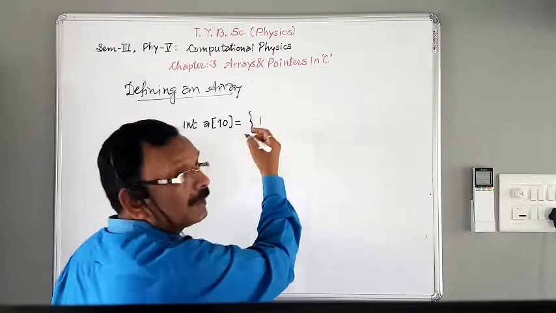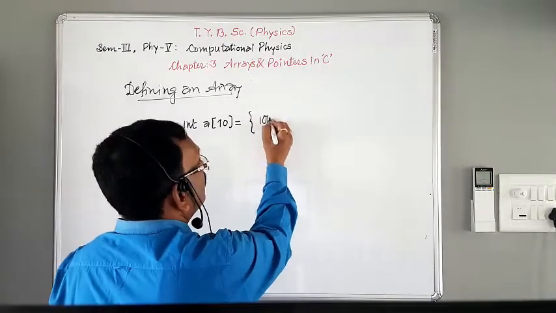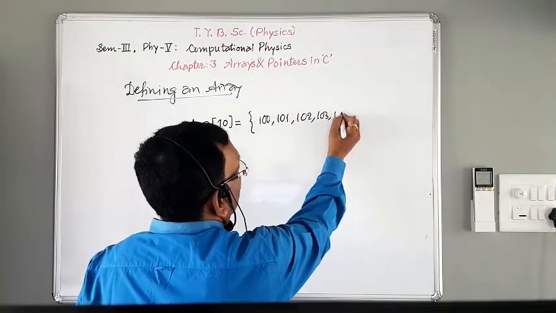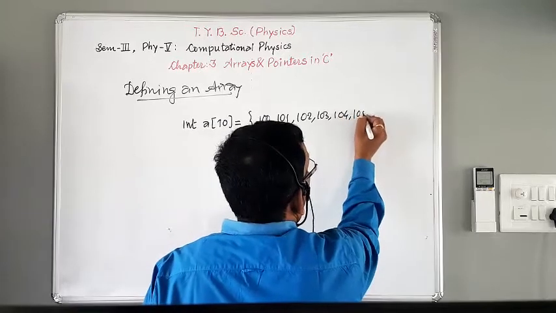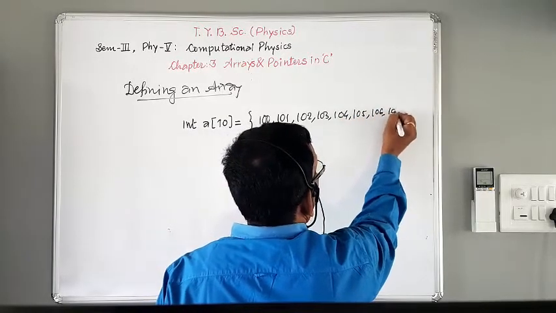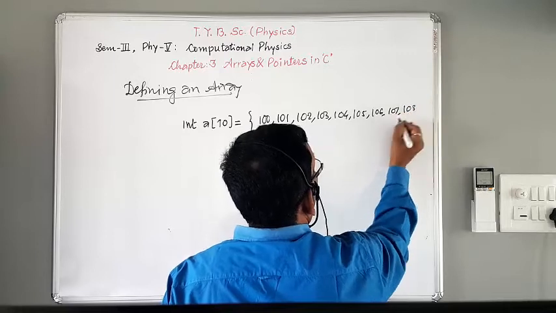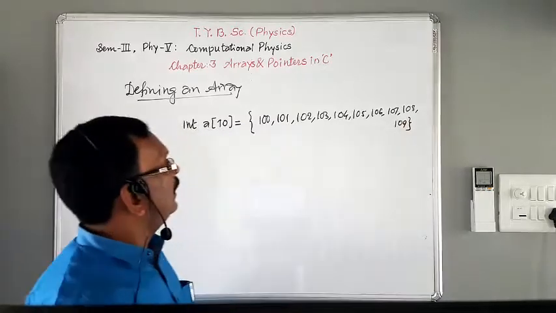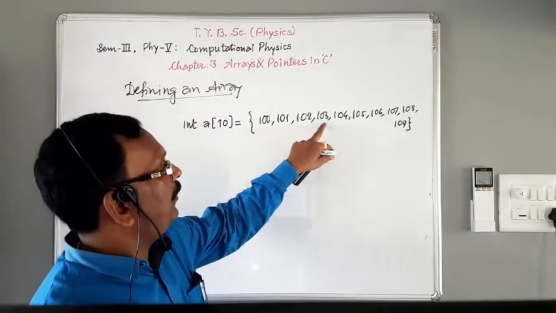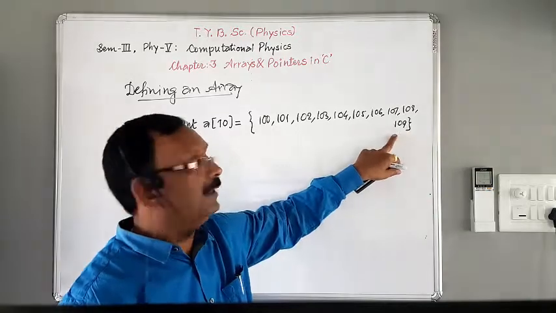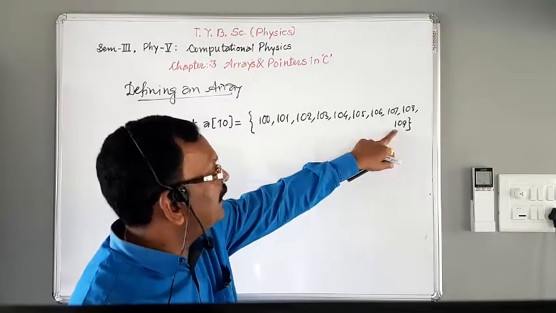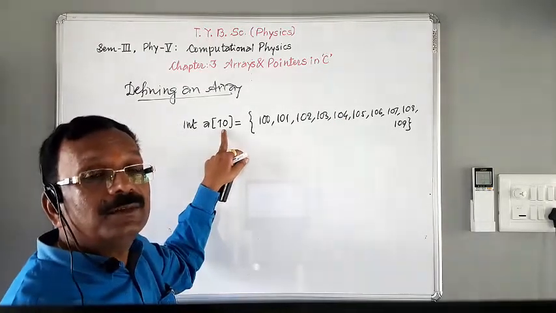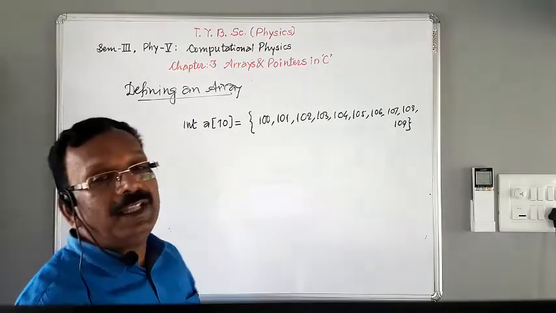100, 101, 102, 103, 104, 105, 106, 107, 108, 109, like this. There are 10 elements: 1, 2, 3, 4, 5, 6, 7, 8, 9, 10 elements. This is the size. These 10 elements are represented by this positive integer expression 10.